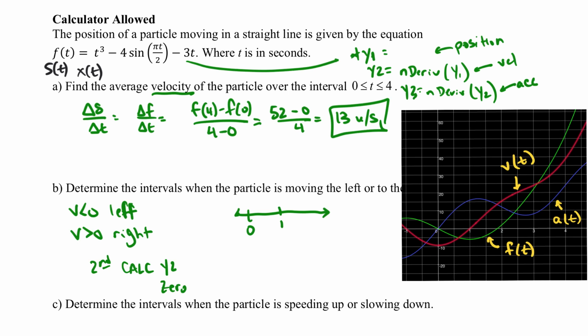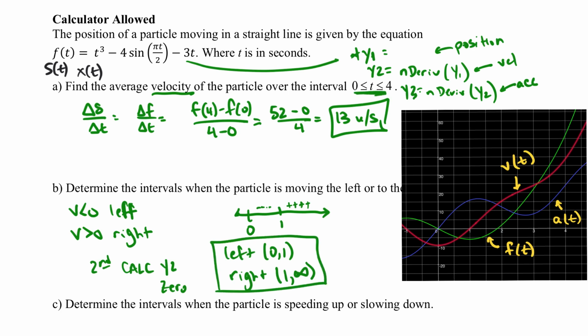So that happens at 1, so then I know to the left of it it's negative, to the right of it it's positive. That means it's going left on the interval from 0 to 1, and right on the interval from 1 to infinity, because in this question it didn't give us the interval to 4 like it did in the other one, so we're just going to say to infinity. All right, so there we go, left and right.